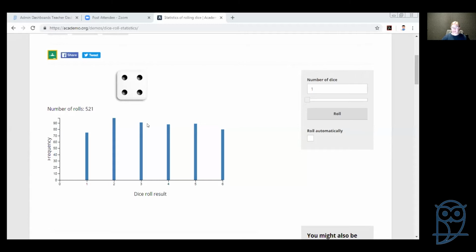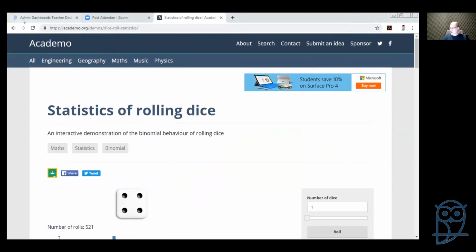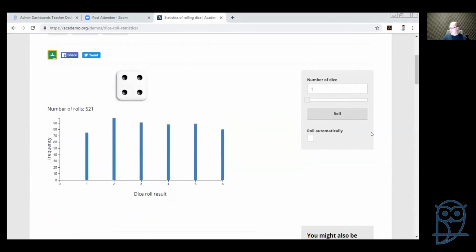This, I hope you guys can see this, is essentially a dice rolling app online. I will give you the link. It's academia.org/demos dice roll statistics. So we've got a single 6-sided die here, and we have rolled it a bunch of times. I've already rolled it 500 times. As we continue rolling, you can see that these are climbing slowly. There's now more than 100 rolls of each, except for maybe this one.